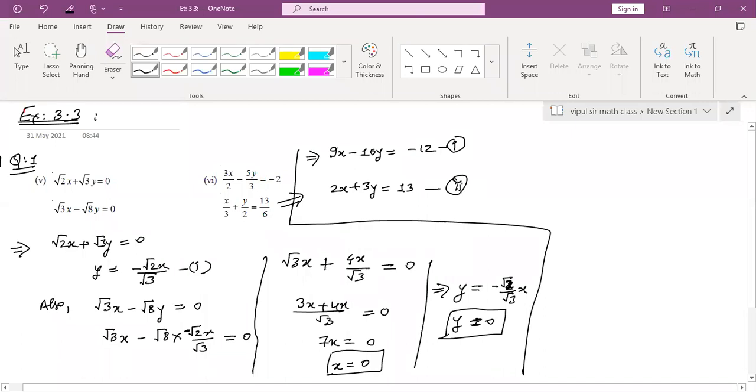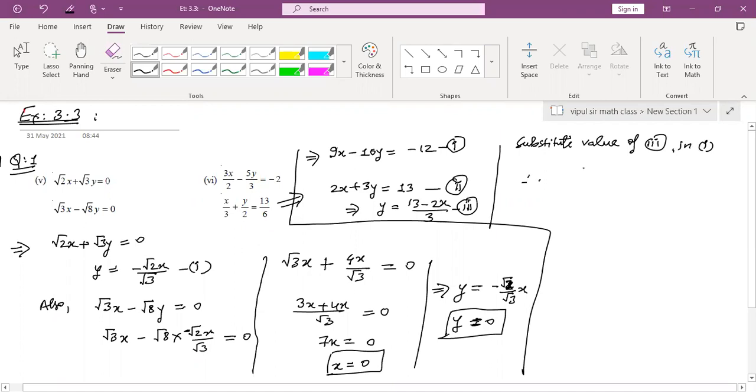Now as you want to solve by substitution method, you can substitute the value of x or the value of y. If you want to convert this first equation, suppose I have converted in this 1, second, तो second को मैं क्या कर सकता हूँ? If you want to find the value of y, then y is nothing but it is 13 minus 2x upon 3. This is equation number third. Now substitute the value of third in first.